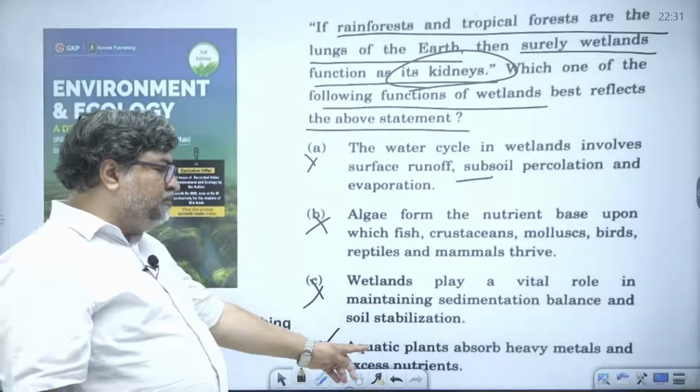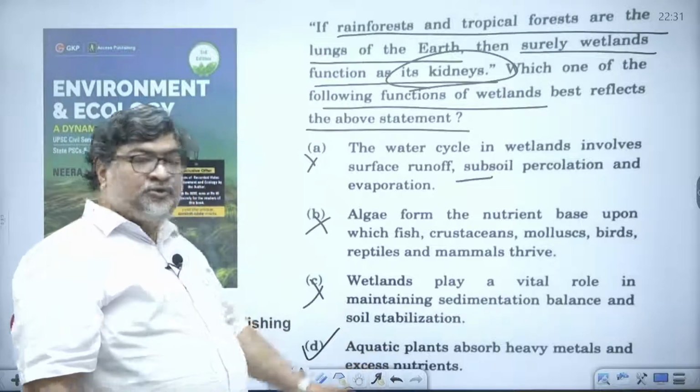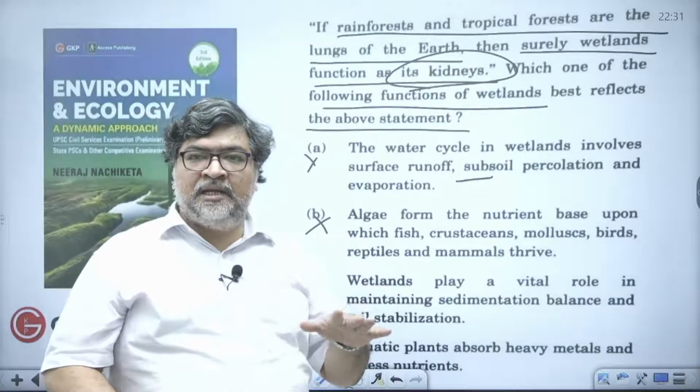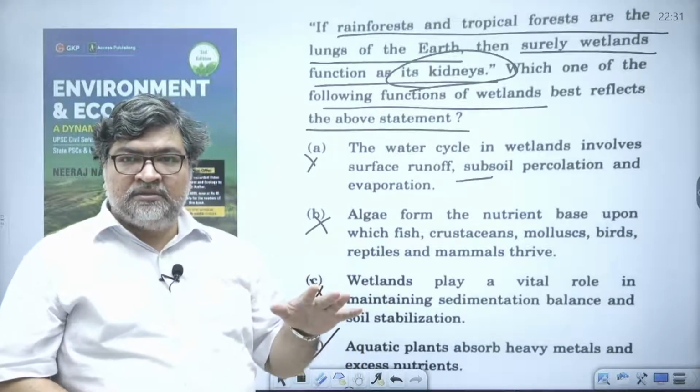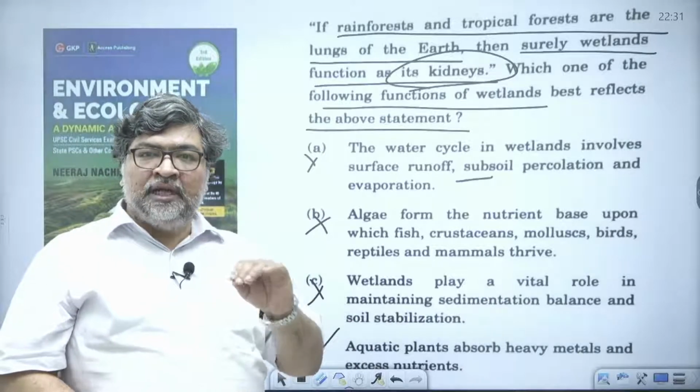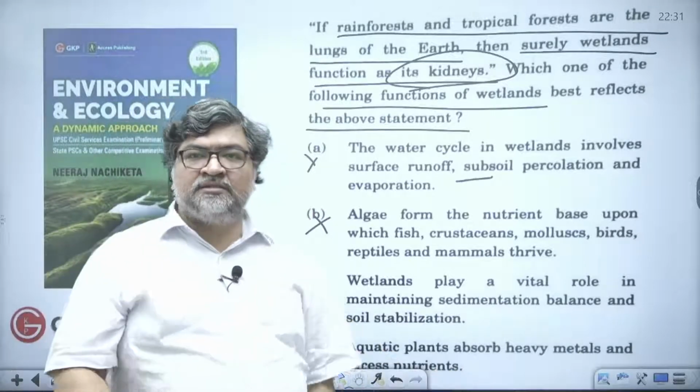Aquatic plants absorb heavy metals and excess nutrients. The floating vegetation, marshy land, swampy land, these are called wetlands. So they absorb the nutrient and remove those nutrients and pollutants. That is the correct answer, D.